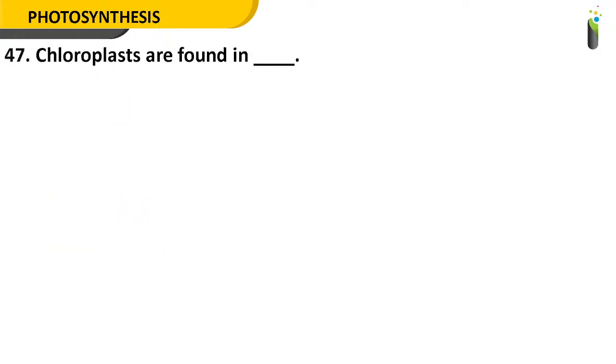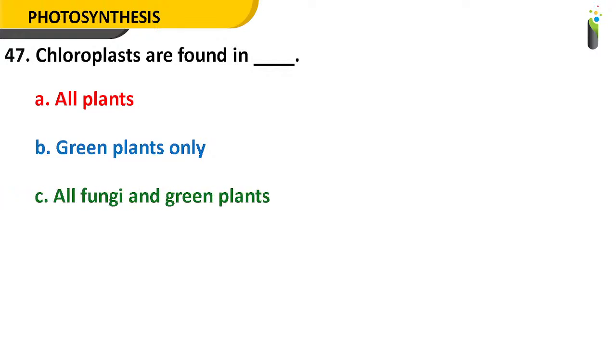Coming to the next question, number 47. Chloroplasts are found in dash. A. All plants. B. Green plants only. C. All fungi and green plants. D. All bacteria and plants. So chloroplasts are found in dash.